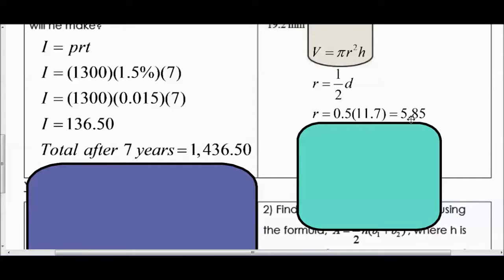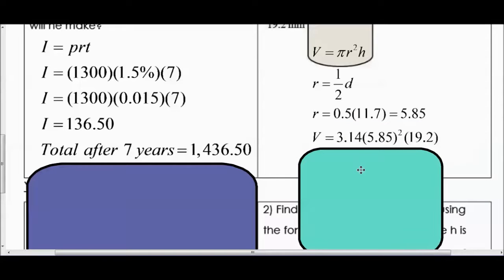So now we can plug in that 5.85 as the radius. I changed the pi into 3.14. In general on the SOL, I think they use 3.14 instead of the pi key on your calculator. If you ever use the pi key on your calculator, I will never mark it wrong. But just know on the SOL, that's the number that they're expecting you to use for pi. So 3.14 times 5.85 squared times 19.2.